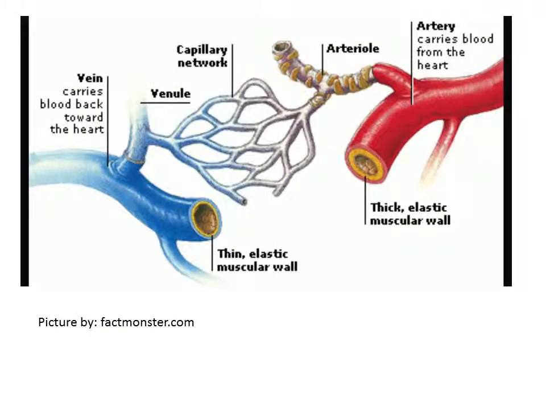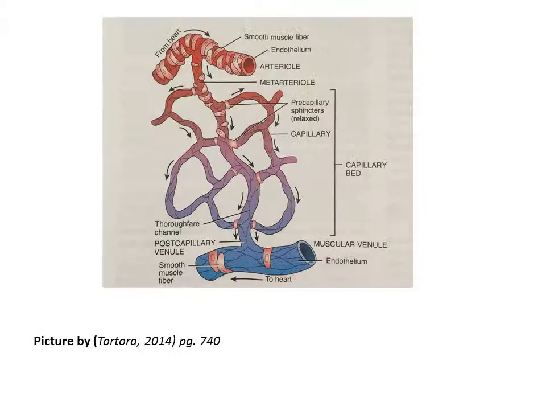Various types of blood vessels and their functions are: elastic arteries, conducting blood from the heart to muscular arteries. Muscular arteries distribute blood to arterioles. Arterioles deliver blood to capillaries. Capillaries permit exchange of nutrients and waste. Postcapillary venules pass blood into muscular venules. Muscular venules pass blood into veins, and veins return blood to the heart, facilitated by valves in limb veins.